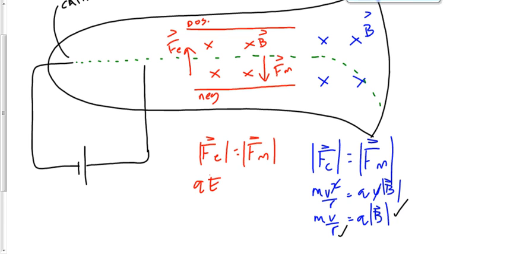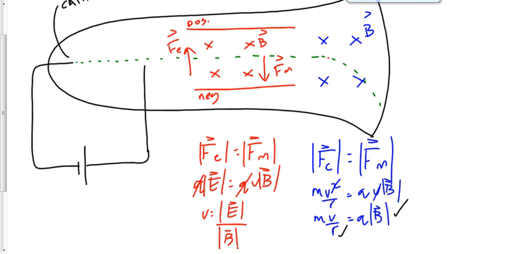If we extend this, say FQE is equal to QVB, cancel with the Q's, we can solve for the speed of these particles that are undeflected. Remember, some of them are faster, some of them are slower. We don't care about those ones. We care about the ones that are going this speed because those are the ones that are going straight through and entering this main chamber.